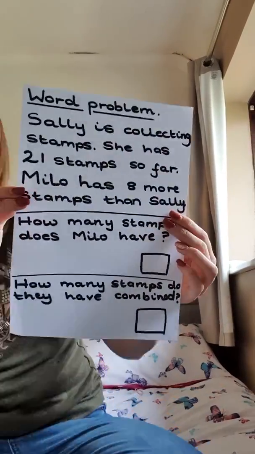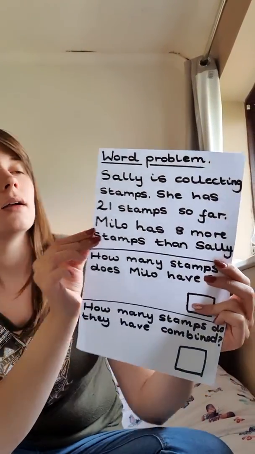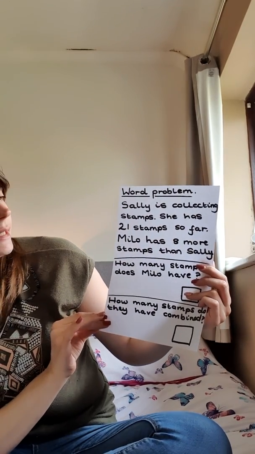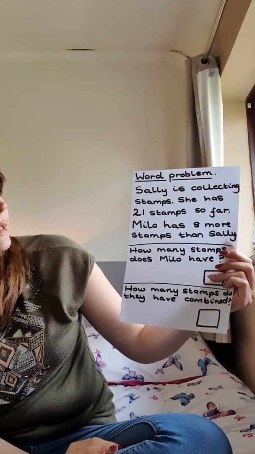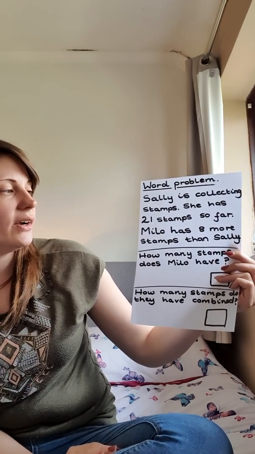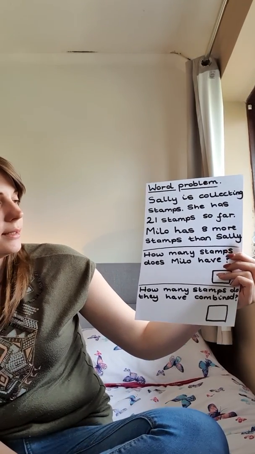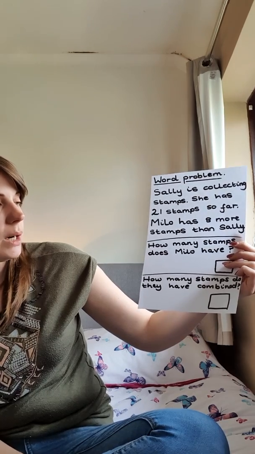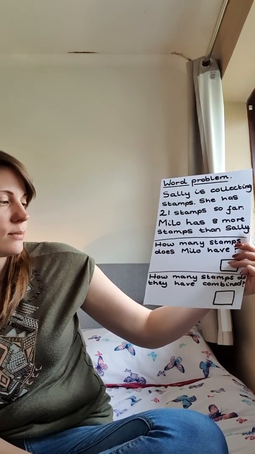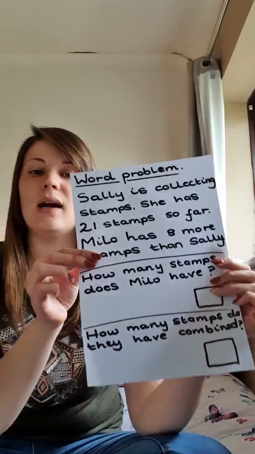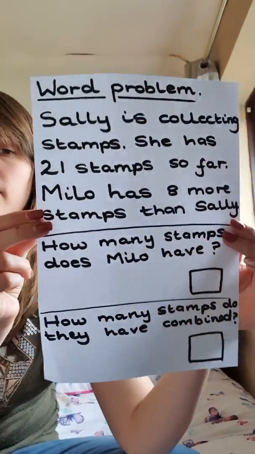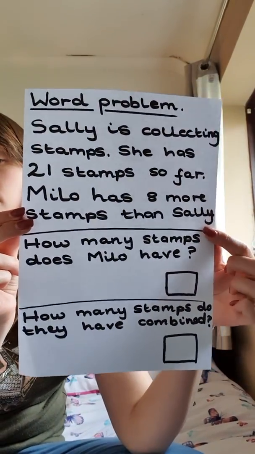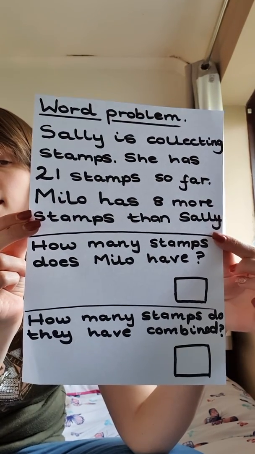Once you've had a go at that one, I've got a bit of a challenge for you. Now this one is a bit trickier. So here's my word problem. Sally is collecting stamps. She has 21 stamps so far. Milo has 8 more stamps than Sally. How many stamps does Milo have? And how many stamps do they have combined? Now there is a lot going on in this word problem, so I'm going to put that nice and close. If you need to pause the video so that you can see that clearly.